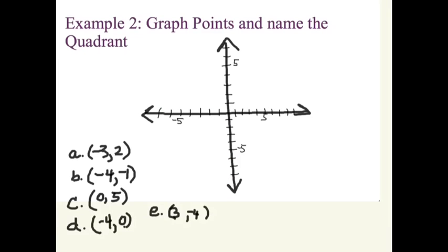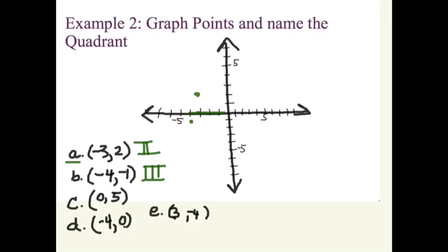In this next example, we're going to graph points and name the quadrant. In part A, we're going to graph the point (-3, 2). So we come all the way out to -3, then go up to +2, and our point is here. This is quadrant 2. For B, we have (-4, -1). So we go back out to -4, and then go down to -1. That brings us here, and that point is in quadrant 3.